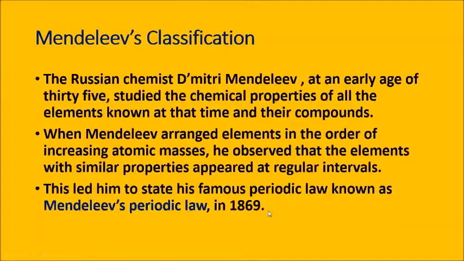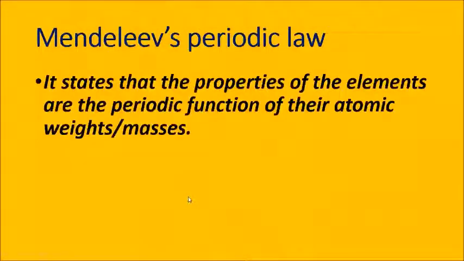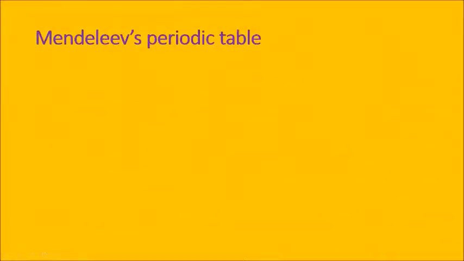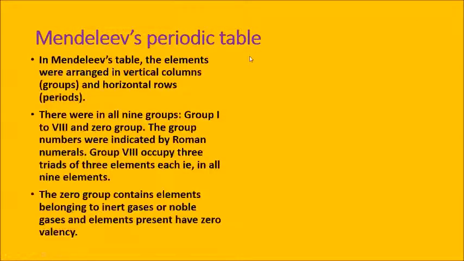in 1869. The law states that the properties of the elements are a periodic function of their atomic mass or weight. Mendeleev arranged the elements known at that time in increasing order of their atomic mass in the form of a table, and that table is known as Mendeleev's periodic table. Now let's discuss Mendeleev's periodic table.